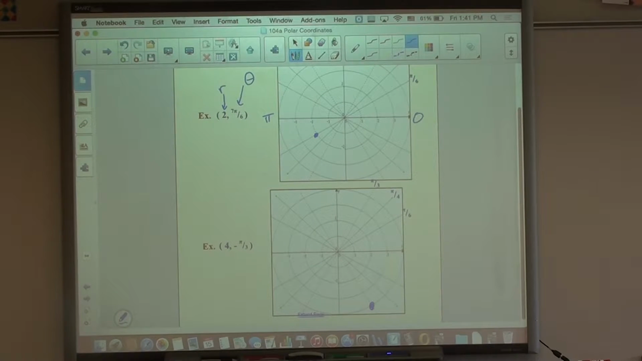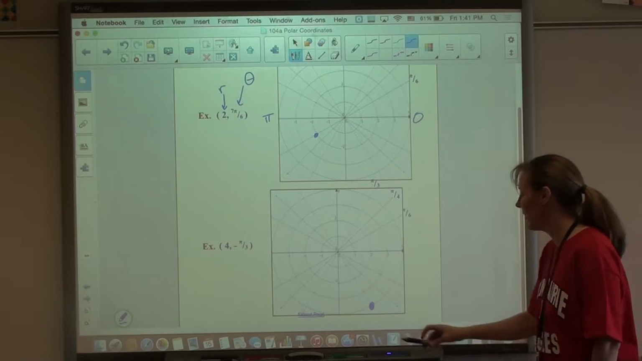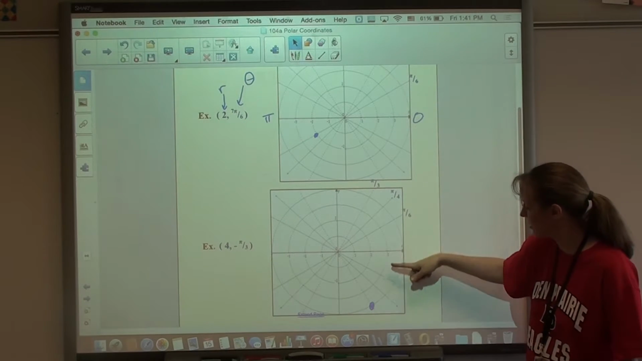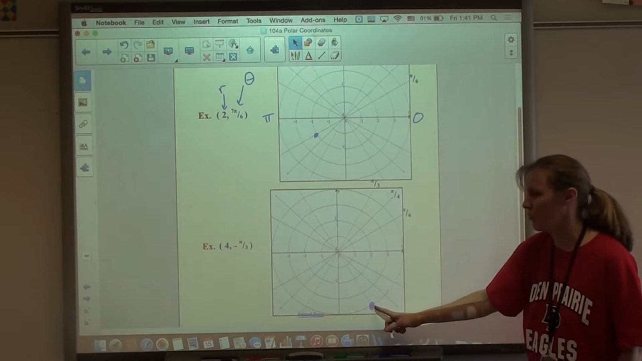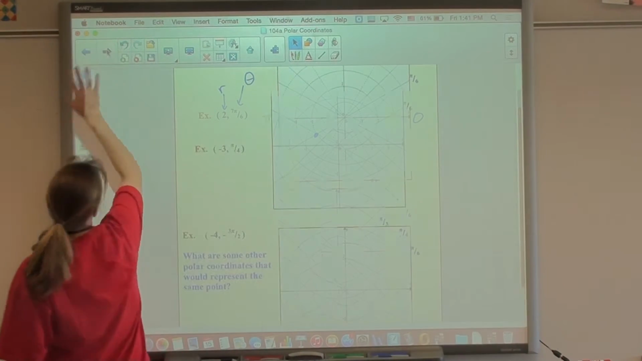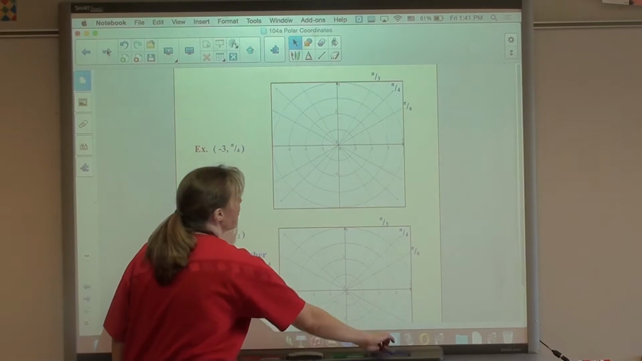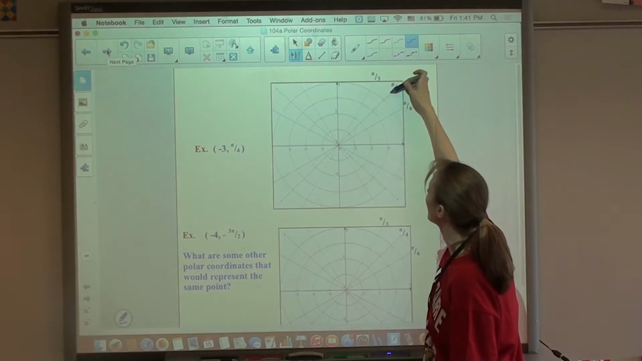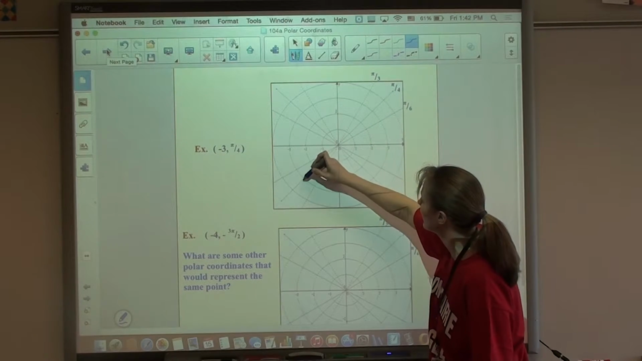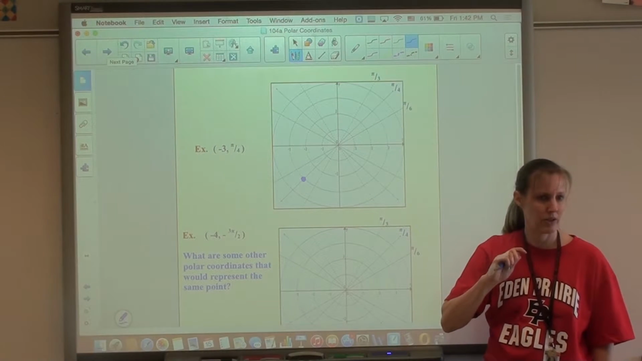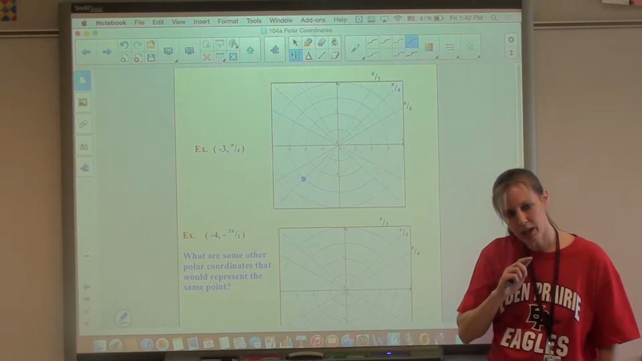See if you can figure out where 2 is. Yeah, the hardest one is 2. All right, everyone okay with 4, negative pi thirds? Negative pi thirds is down here, and then the radius is 4. Okay? Good. Okay, negative 3 pi fourths. So now we have a negative radius, so we go to pi fourths, that's our line, but we go backwards 3. So we're actually there. Is that good? Is that okay?